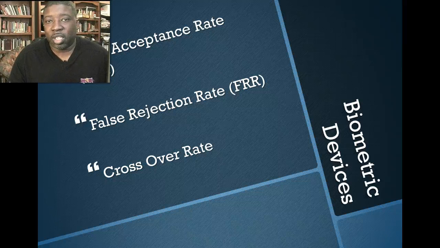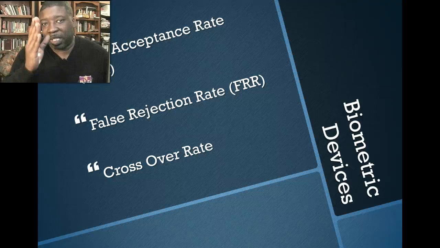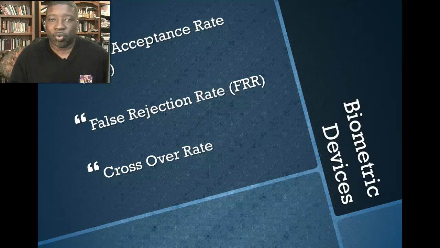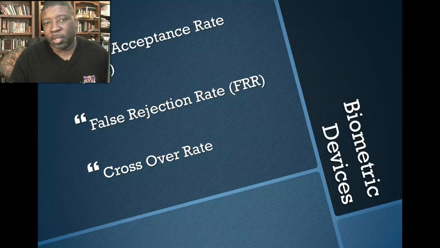Now you want your system, when it's set up, to be right around the middle, where your false acceptance and false rejection rates meet in the middle. And that's your crossover rate, where they meet, and you want it in the middle. Again, nothing is perfect, but there are some technologies that are better than others.